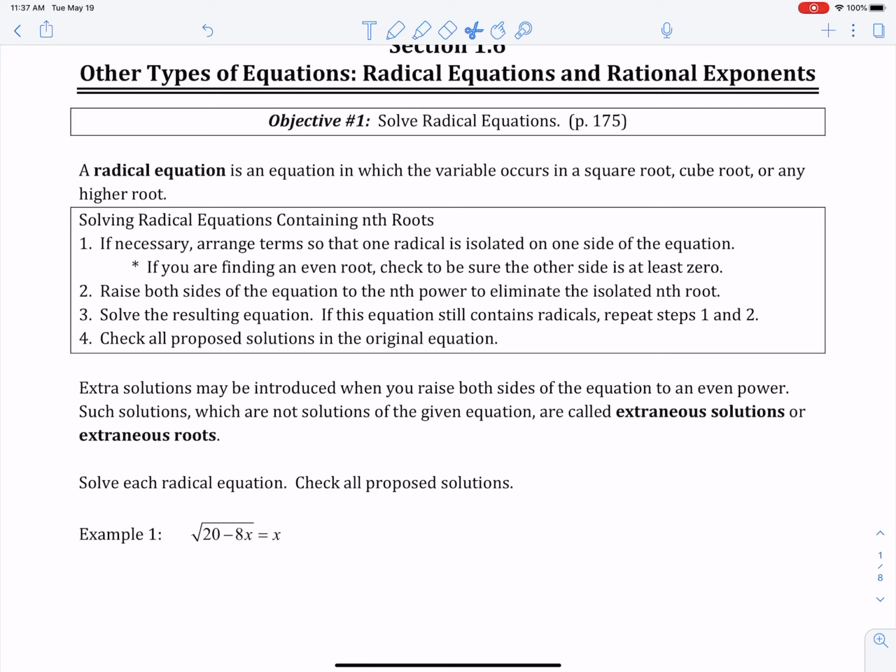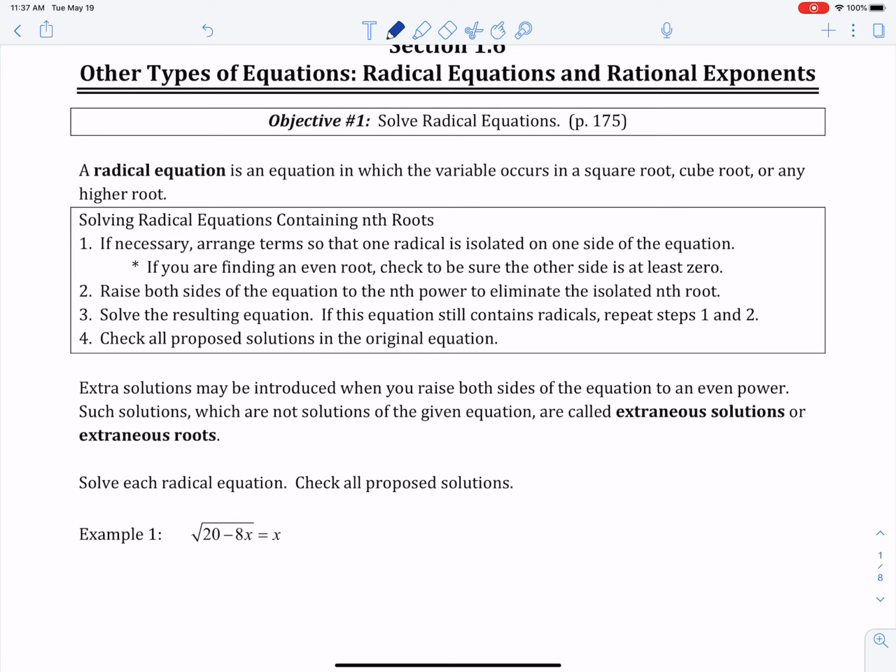Point 2. Raise both sides of the equation to the nth power to eliminate the isolated nth root. Point 3. Solve the resulting equation. If this equation still contains radicals, repeat steps 1 and 2. Finally, check all proposed solutions in the original equation.